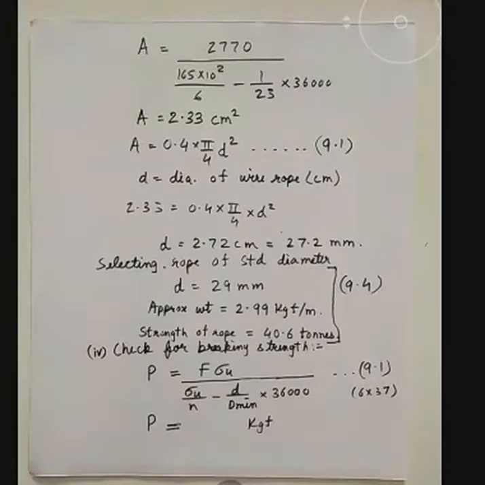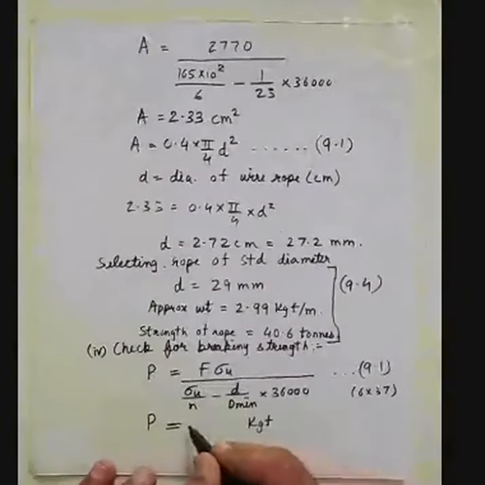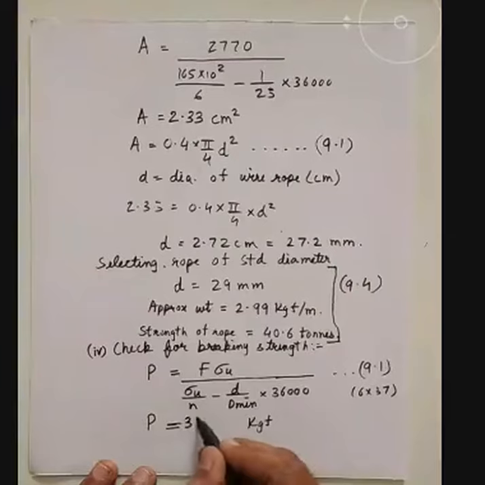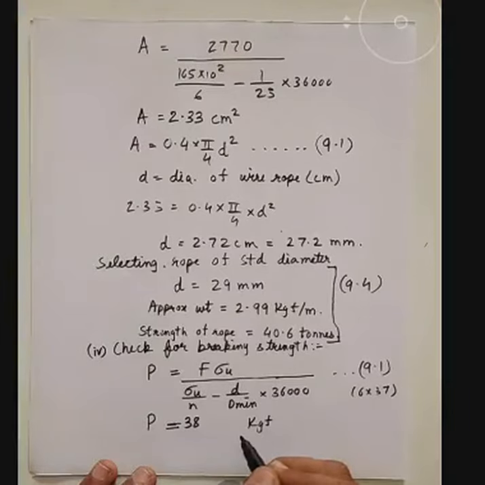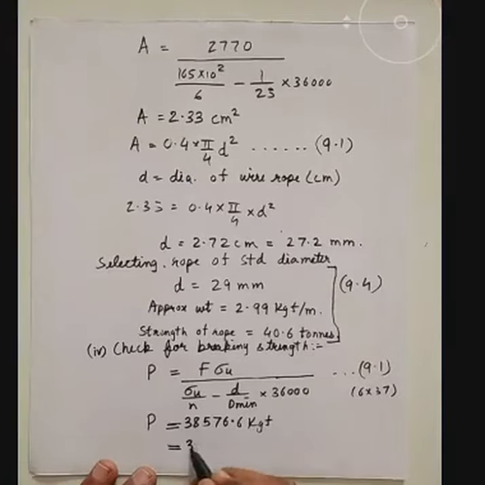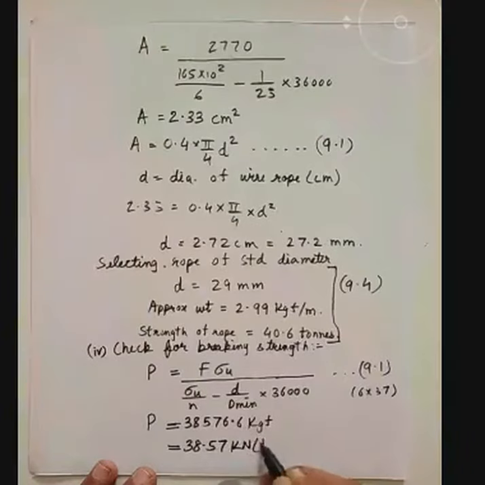38.57. What is the answer? 38.57 kilonewton. Okay, that means 38,576.6 in kgf. The same thing will be in kilonewton, you can say, or tons you can say. They both are the same.